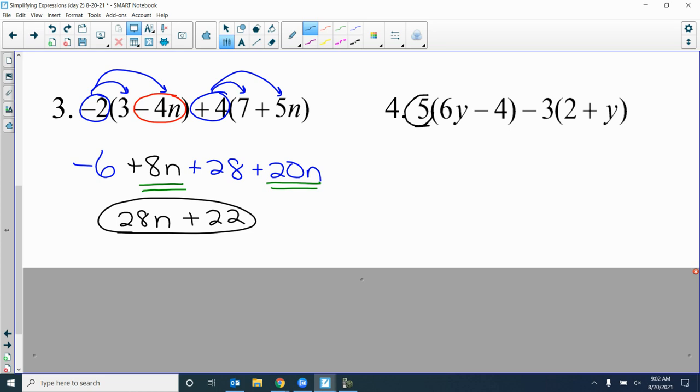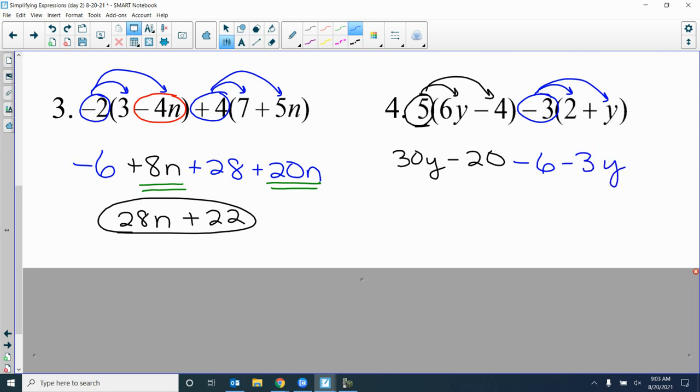5 is here. That has to multiply both of those. 5 times 6y is 30y. 5 times -4 is -20. Okay? So you got to think of that as a -4. 5 times -4 is -20. Now, think of this as -3. -3 times 2 is -6. -3 times y is -3y.